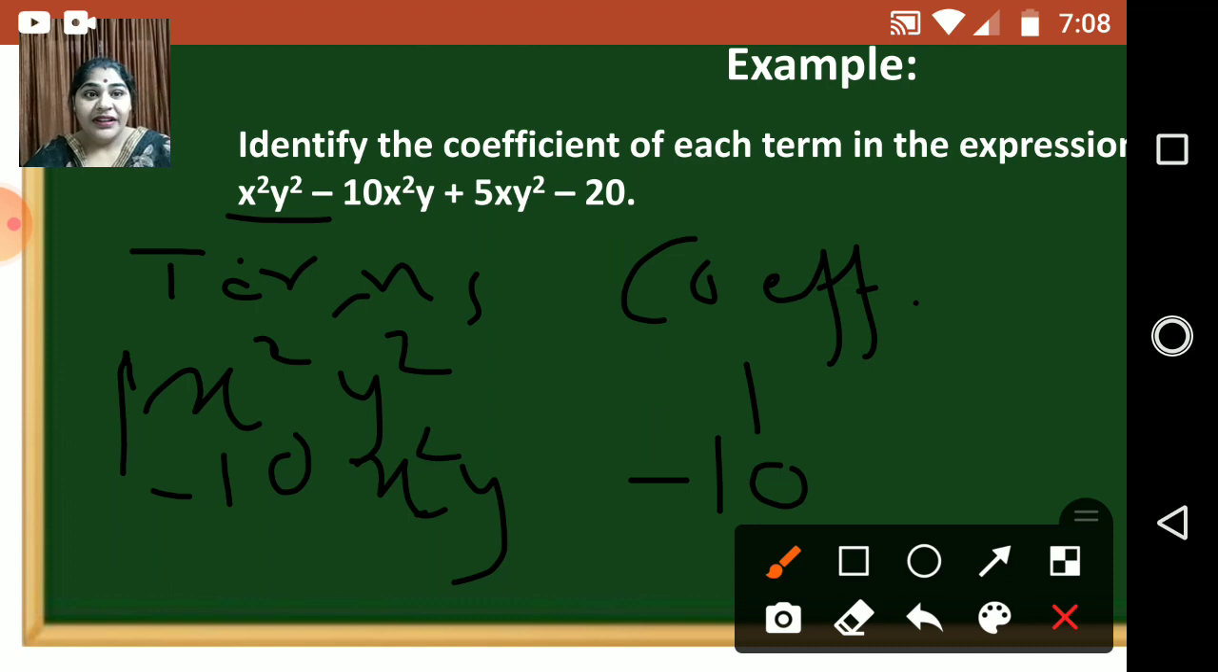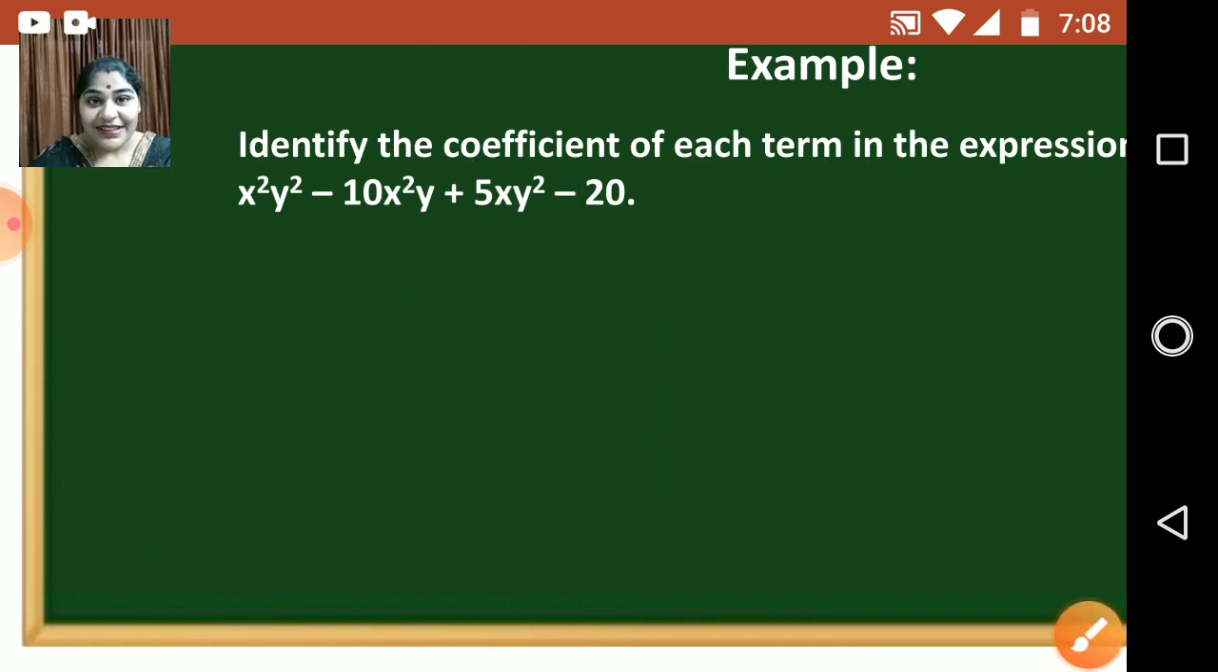The next one is plus 5 xy square. What is the coefficient in that? Obviously 5 will be the coefficient, right? Next one is negative 20. So it is a constant, it will be negative 20. I hope this is clear.